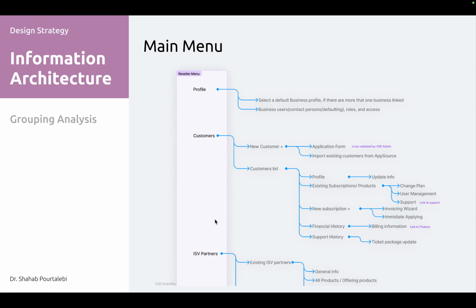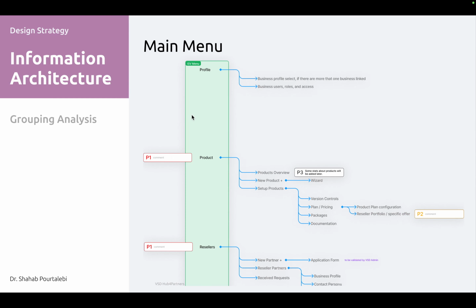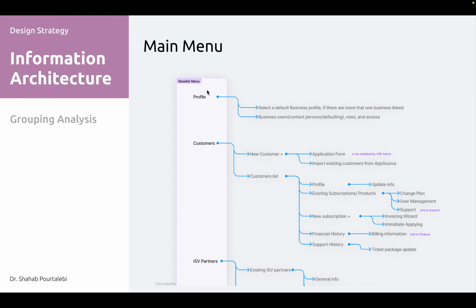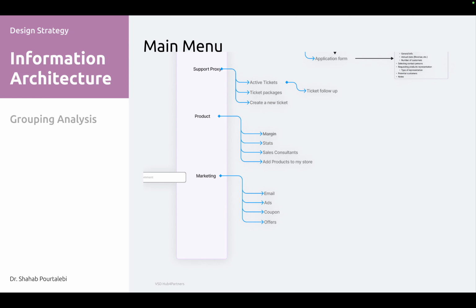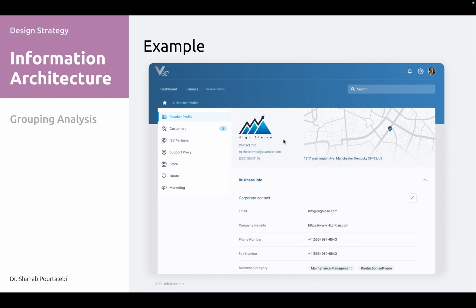The other example is this one, for example, this is the reseller menu, that one was the ISV menu. Okay, these are 2 different parts, but there are some similarities, like profile, customer. You see here how I categorize those things. But at the end, based on this card sorting result, what I've done was to create this hierarchy graph or hierarchy diagram, and then the result of that was this design.